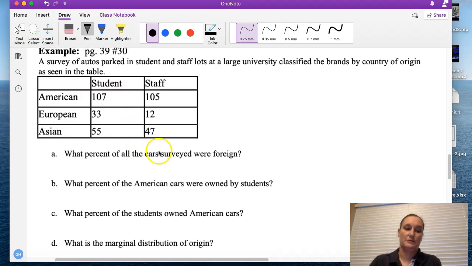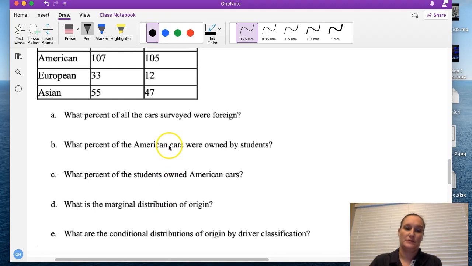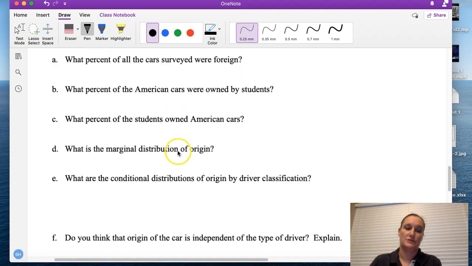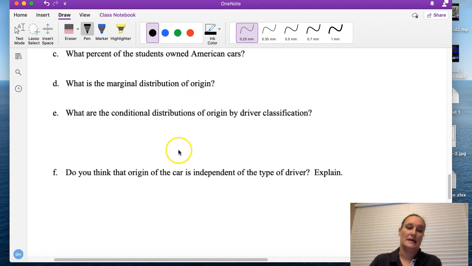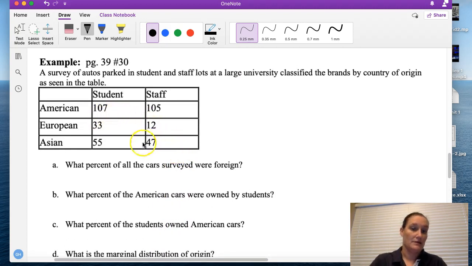So we're going to find several percents. This is kind of the same thing as finding probability for the most part, but we're going to answer a bunch of questions. We're going to find the marginal distribution, a conditional distribution, and then we're going to talk about independence, which relates to the conditional distribution. All right, so A, what percent of all the cars surveyed?